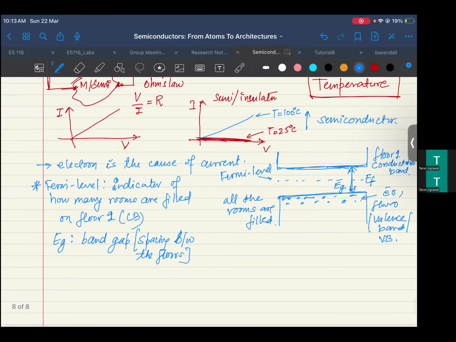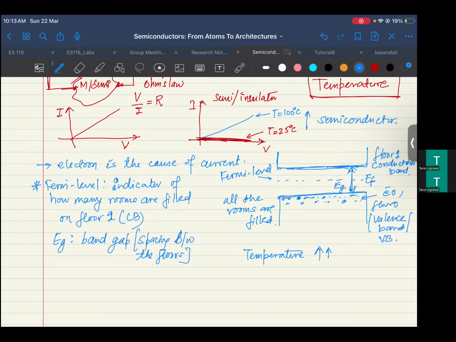So what happens when we increase the temperature? This is the starting point of the semiconductor, where all the electrons are filled in floor zero, and you start ramping the temperature. When you start ramping the temperature, these electrons now have energy, in the sense that, suppose somebody gives you a trampoline, you have probably seen one, right?